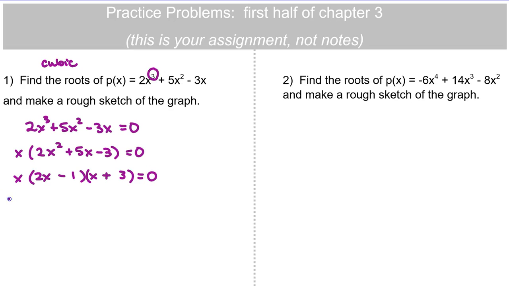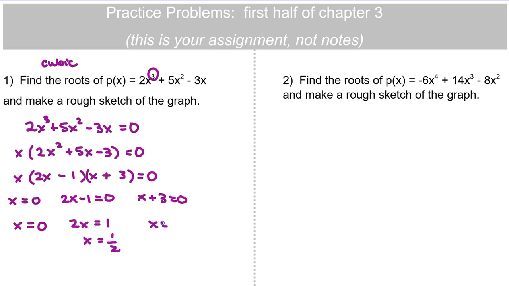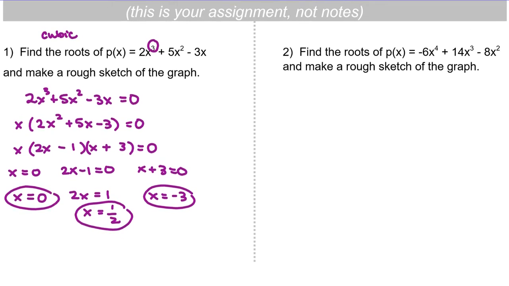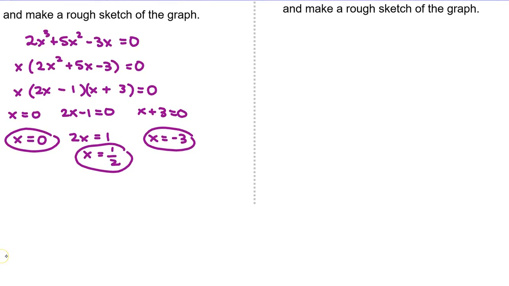But since I have 3 factors, what I'm going to do is set each factor equal to 0 and then solve each of these equations. And we get our roots. Roots are also known as zeros. So we have x equals 0, we have x equals 1/2, and we have x equals -3. Now, if I was graphing this function, which we are going to do actually, I forgot, it says make a rough sketch. Those would be my x-intercepts.